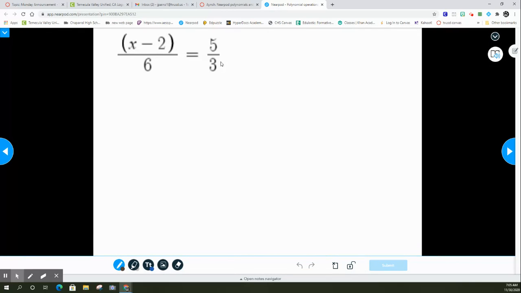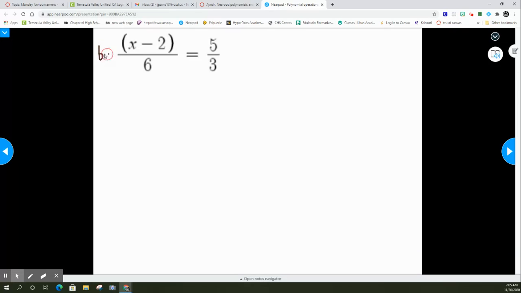All right, so again, we're going to cross multiply. This is another one. I could just multiply both sides by 6 and get x minus 2 equals 10. So instead of cross multiply, I'm just going to multiply both sides by 6, because my goal is to get the x by itself. There's only one x here. So if I multiply both sides by 6, obviously it cancels out there. 3 goes into 6 two times, so I'm just going to get x minus 2 equals 10. Add 2 to both sides, and x equals 12.